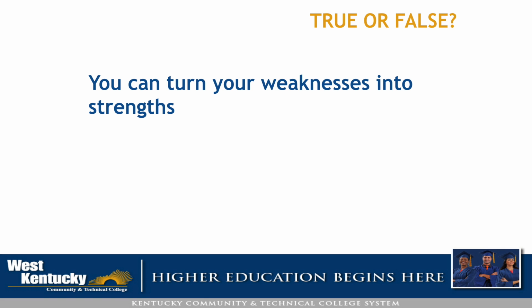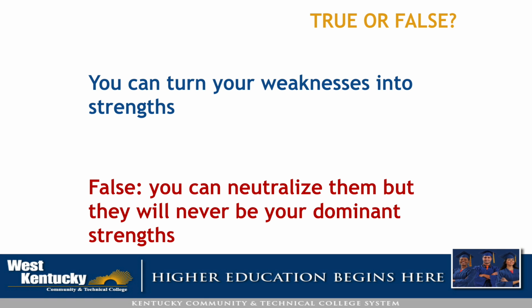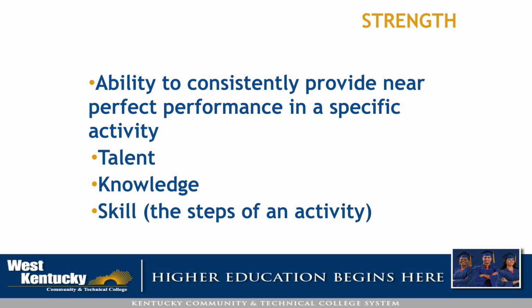That answer actually is false. We have been told differently our whole lives, haven't we? We've been told that we actually can make a weakness into a strength, but that is not true. Because based on the Clifton StrengthsFinder definition, a strength is something that is recurring naturally and you productively apply that strength almost near perfectly every time.